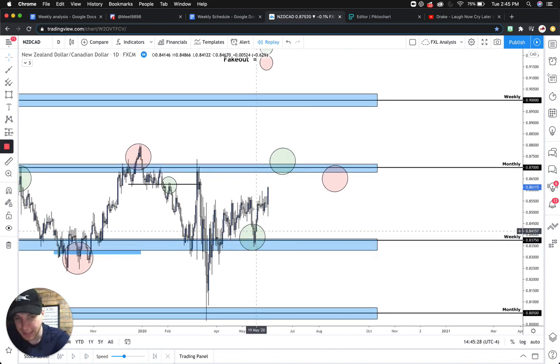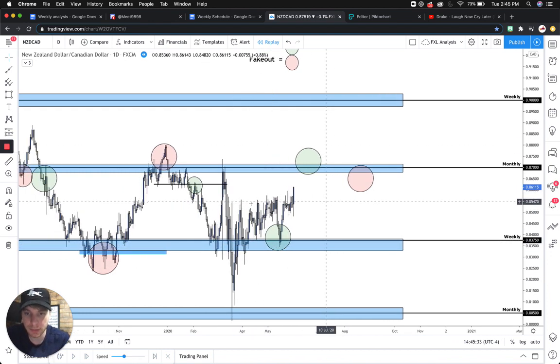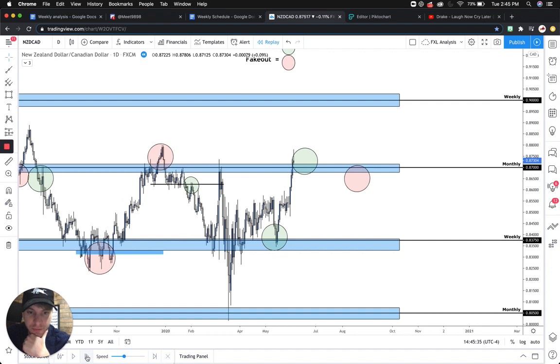But still decent example. It did test the weekly after it pulled back, gave us a higher low, and then continued up. Okay, so that's why it's highlighted. Let's keep playing it forward. All right, so we're approaching the monthly now. It's breaking through the monthly.